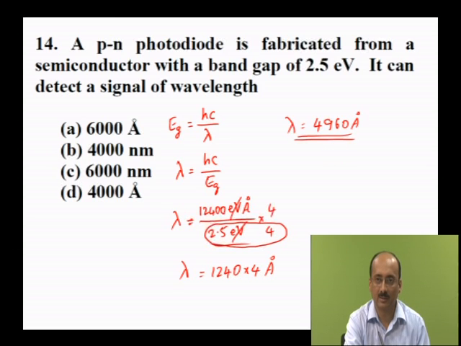Now, it means that any wavelength which is greater than this will not be able to cause excitation, so it will not be detected. So, for the photodiode to work, any wavelength that falls on this device should be lesser than this. The first one you can rule out because it is 6000 angstrom. Second one is 4000 nanometer, so if you convert that into angstrom, it will be 40,000. This also you can rule out. This is 60,000. So the choice will be 4,000 angstrom, D.